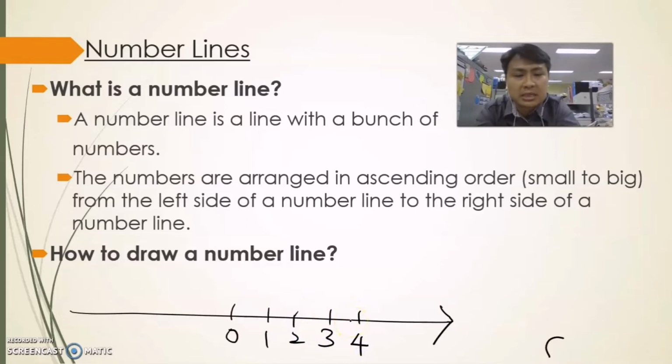Towards the left side of 0, it will be all the negative numbers. The negative numbers will be going in this order: negative 1, negative 2, negative 3, negative 4, and so on. So this is how you draw a number line. As you can see over here, the smallest number will be on the left side, and the largest number will be on the right side. This is how we draw a number line.